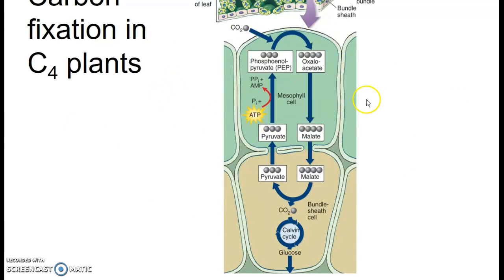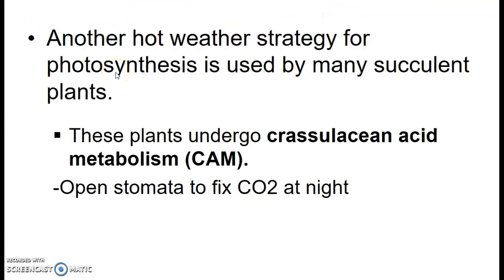You see the mesophyll cells right here. CO2 enters and then is fixed, and then it is transferred into the bundle sheath cell and undergoes the Calvin cycle.